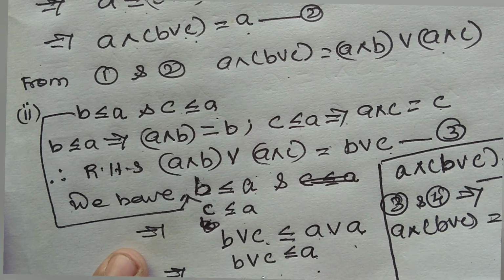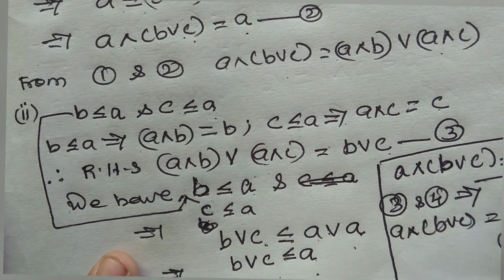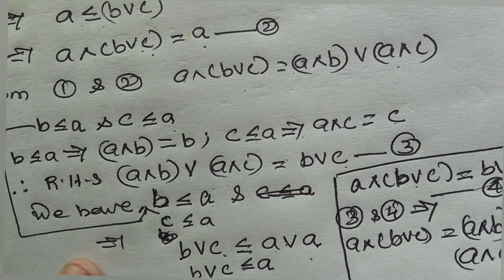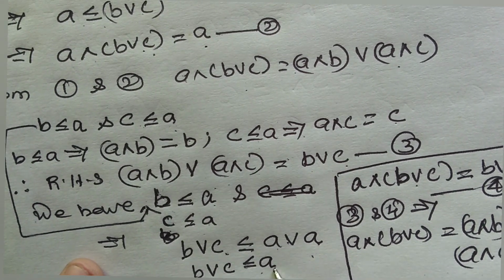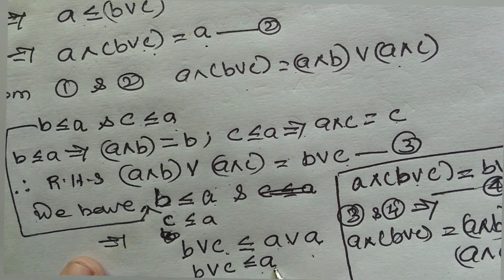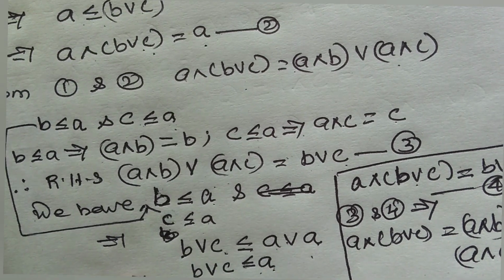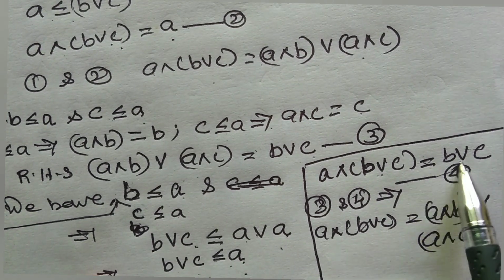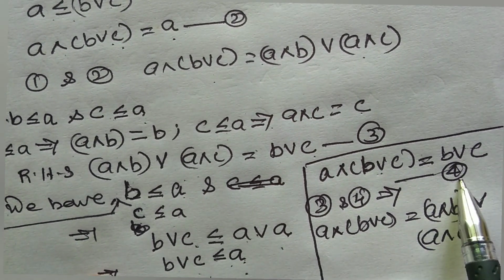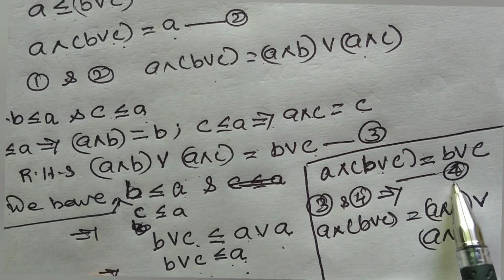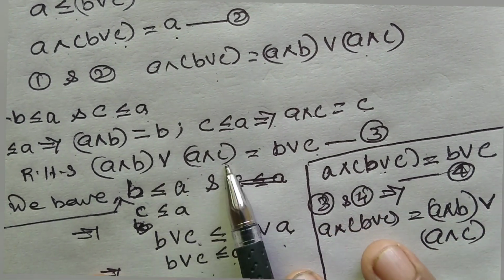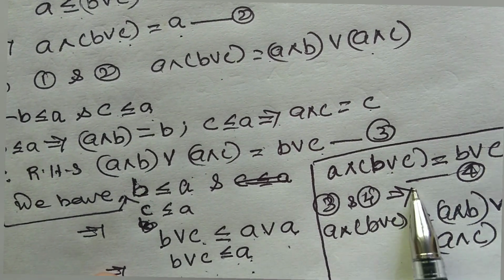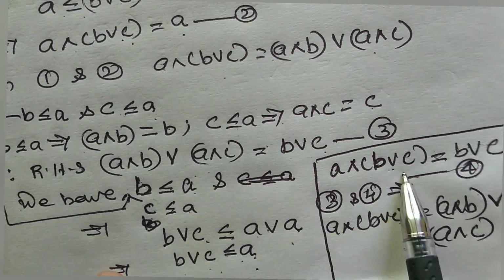Here we need A and B or C. So we have to take the AND relation between these two. AND means least value. Which one is the least value? B or C is the least value. Therefore A and B or C is equal to B union C. That value we take as equation number 4. From 3 and 4, what is 3? A and B or A and C is equal to A and B or C. So this is our required result.